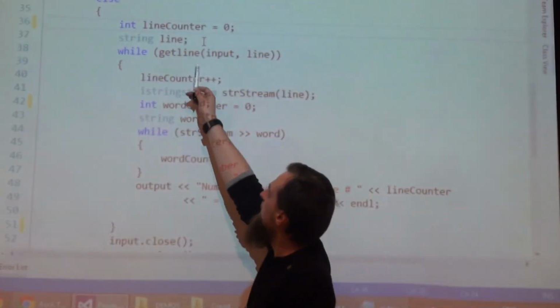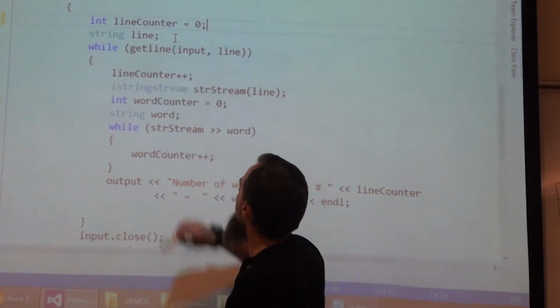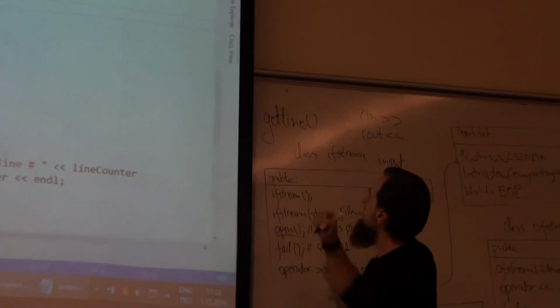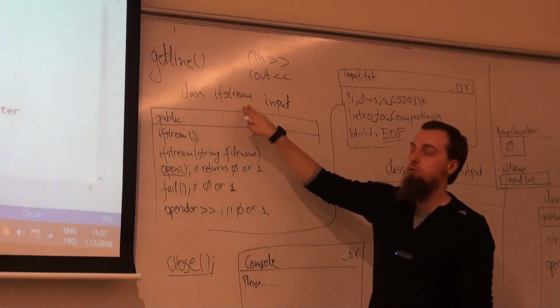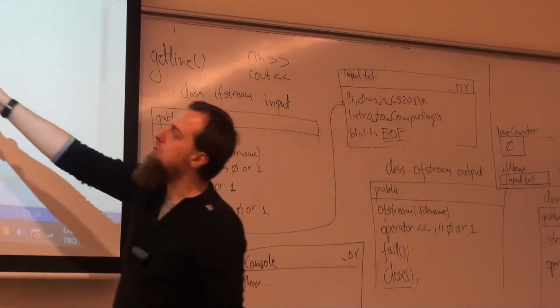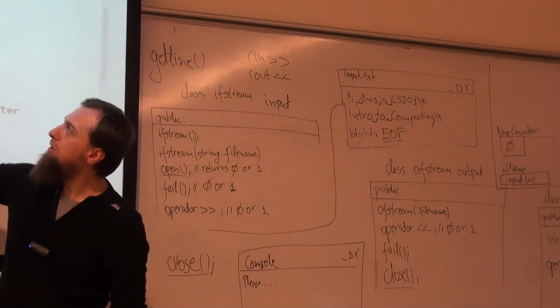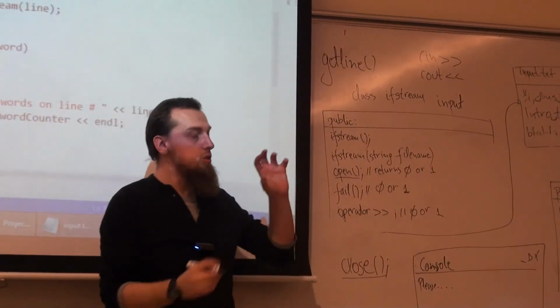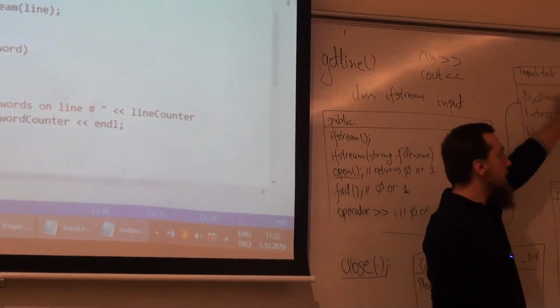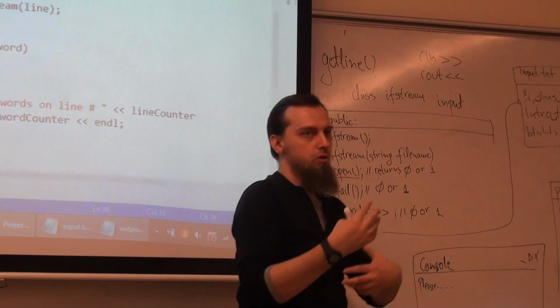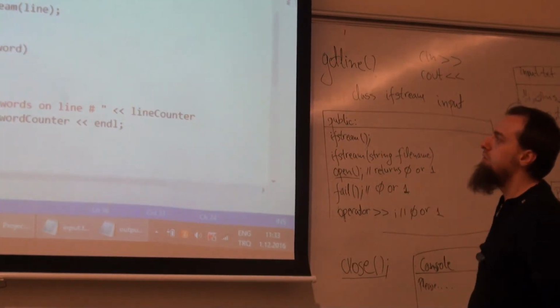And I'm using the getLine function. So getLine, input, line. GetLine, I forgot to tell you, is not a member function. It's defined outside of the ifstream class. As input, it takes one parameter from the ifstream class and also takes the line. But this line is taken as a reference. What this function is doing is the following: it takes one line from the input text and puts it into this string here, line. That's why we take it as a reference, so the changes will be visible when the function finishes.